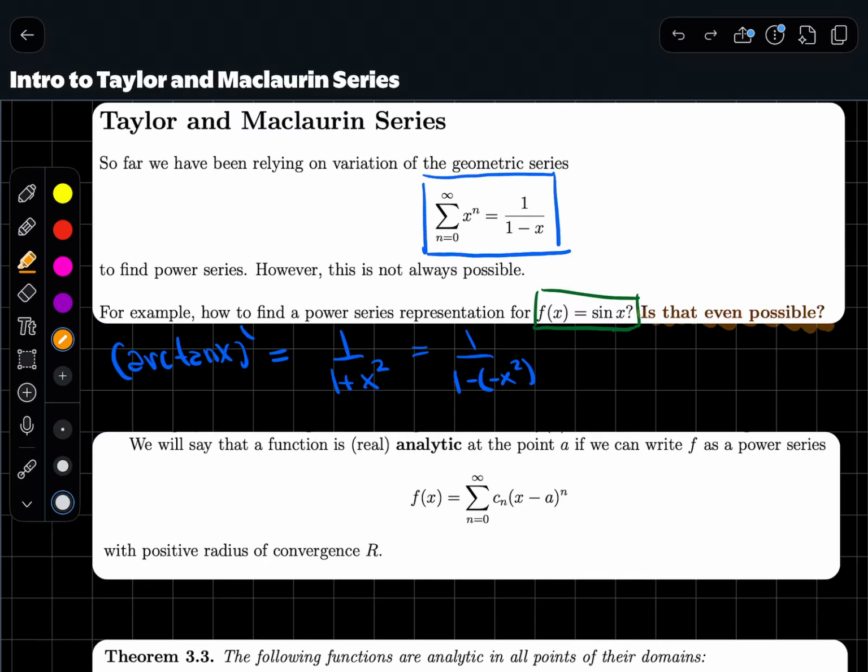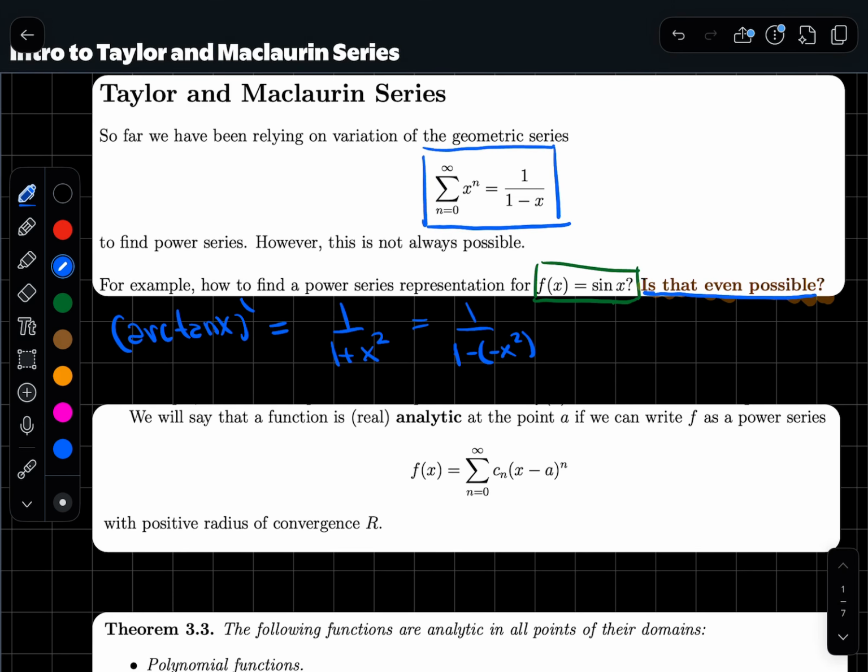Is it even possible for me to find a power series representation for the sine function, or say the cosine function? Because if it's not possible, then a lot of the applications that we talk about aren't really interesting and helpful. They're really limited. So let's talk about when this is possible.